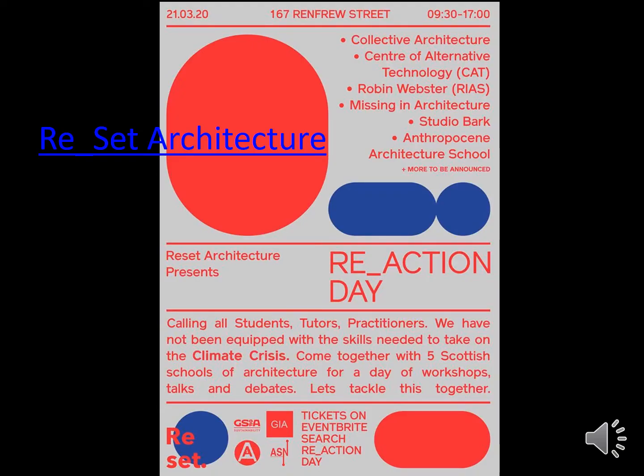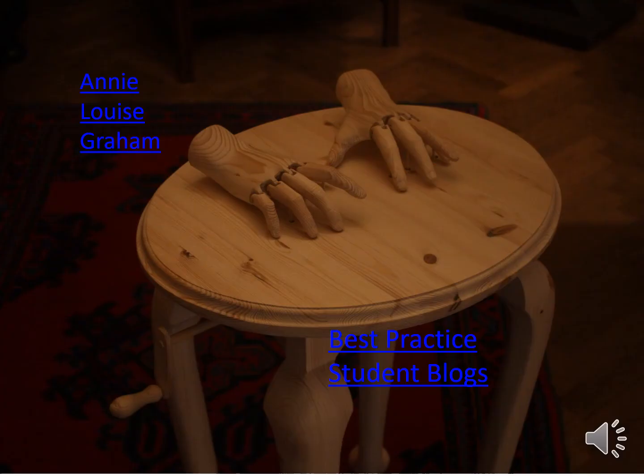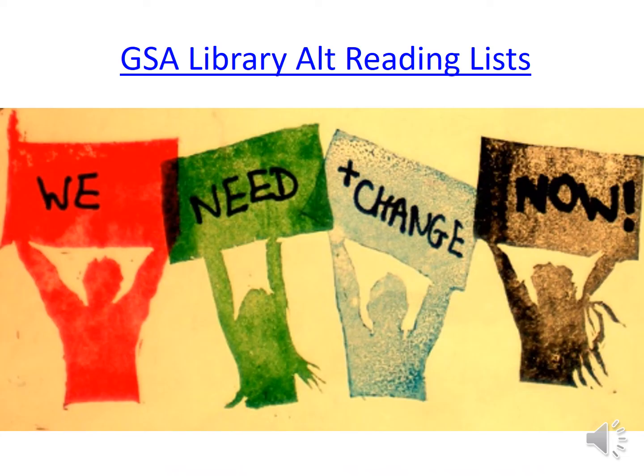We Said Architecture is a group of second year architecture students who ran a conference in spring 2020, and they are looking at bringing in other voices and other more environmental ways of building buildings. And this is student run. And Louise Graham is a recent graduate, and you've also got a link there for best practice student blogs with over 80 examples of student work which you can look at.